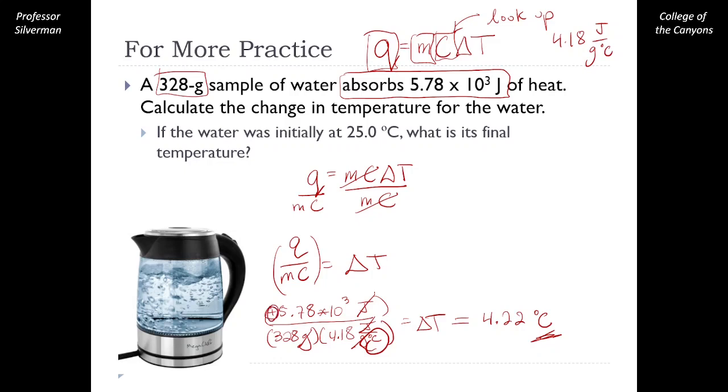Notice here I wrote positive 5.78 times 10 to the third joules as our Q value because we are absorbing energy. Absorbing means that we have endothermic, means that we have a positive value for our Q number. There's a follow-up question. If our temperature was initially 25, what is our final temperature? Well, the change in temperature was positive 4.2 degrees, which means it is increasing by 4.2 degrees. Our final temperature should be about 29.2 degrees.